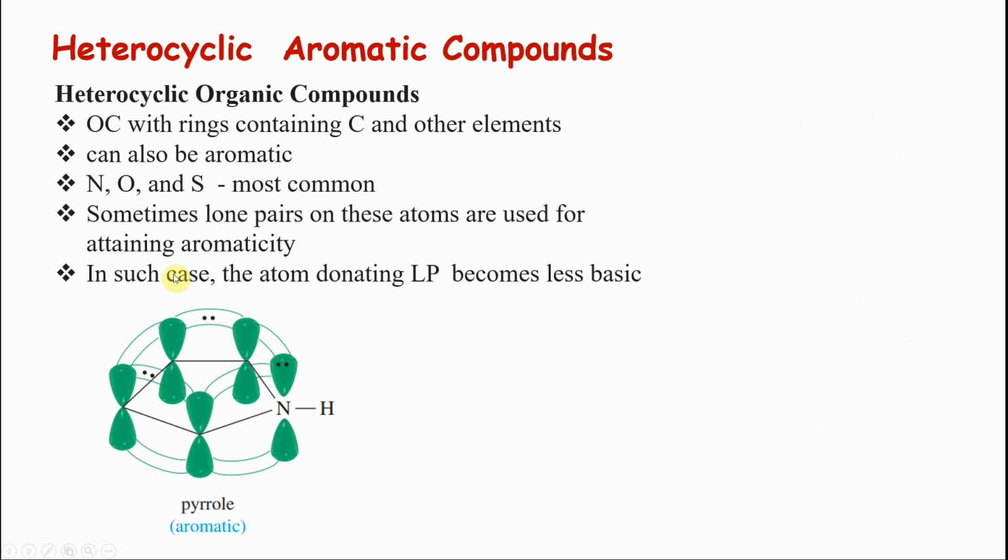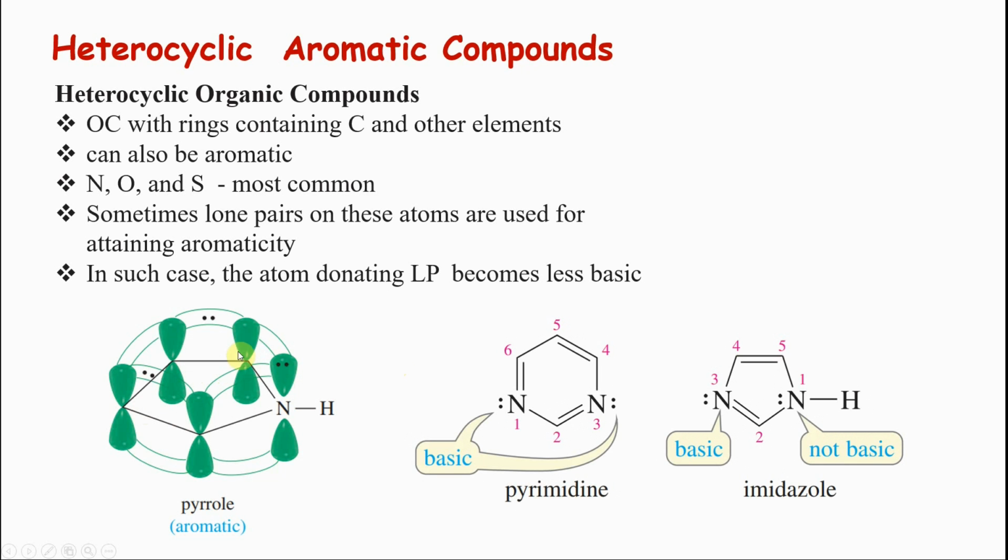Okay, here they have to be in the same plane. So look here, I have drawn pyrrole. 1, 2, 3, 4 carbons, 2 double bonds are present. Okay, if you want me to draw the double bonds, it would be right here one double bond, right here one double bond, and the nitrogen's lone pair is taking part in resonance. And in such a case the atom containing the lone pair becomes less basic. We are going to see pyrimidine bases later. Now you can see these are basic.